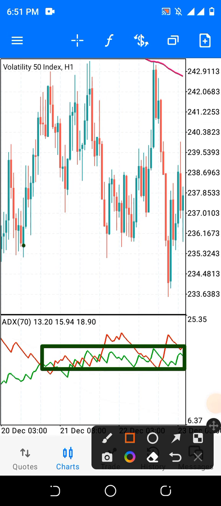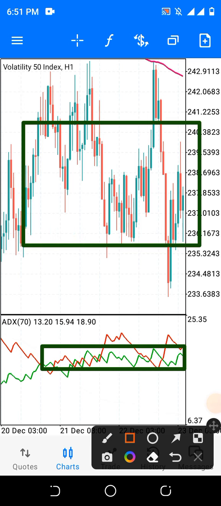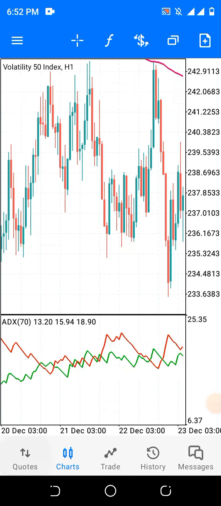If you watch here, you will see that the market is ranging. Do you understand? So whenever you see the ADX twisting with each other, that is a clear ranging market. So you either step outside the market or you make use of support and resistance in favor of the direction of the market. Do you understand? That is it.